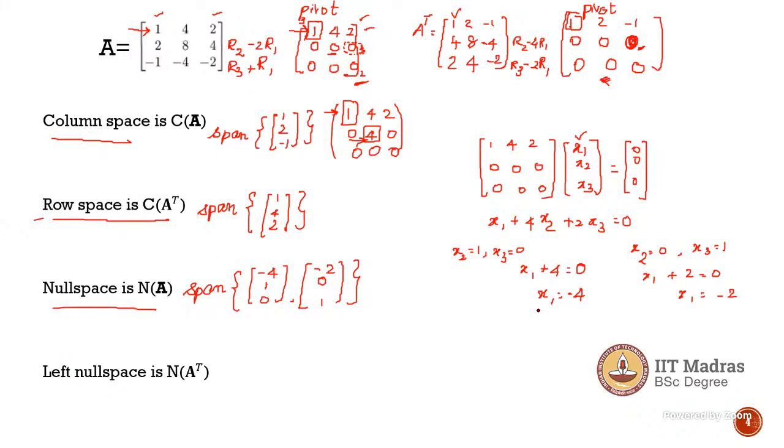Then how do you find this left null space? So similar to this process, you will do with this A transpose matrix. Yes, hello? Yes, ma'am. One question in the previous null space. Like how did you choose this basis 1, 0 and 0, 1?